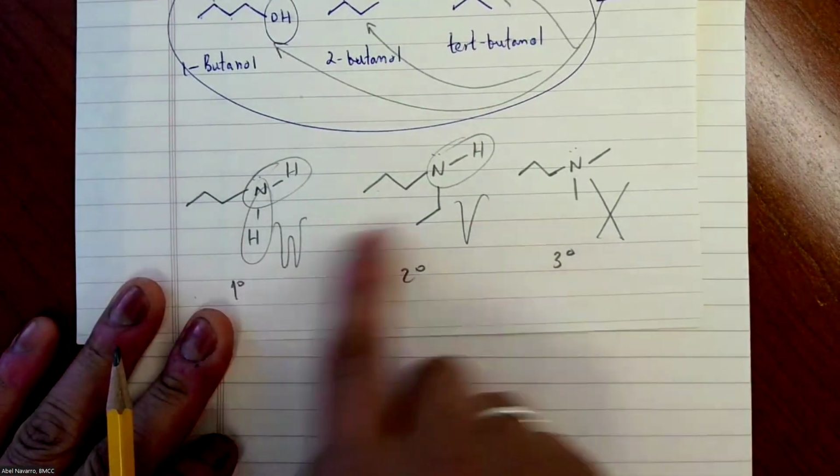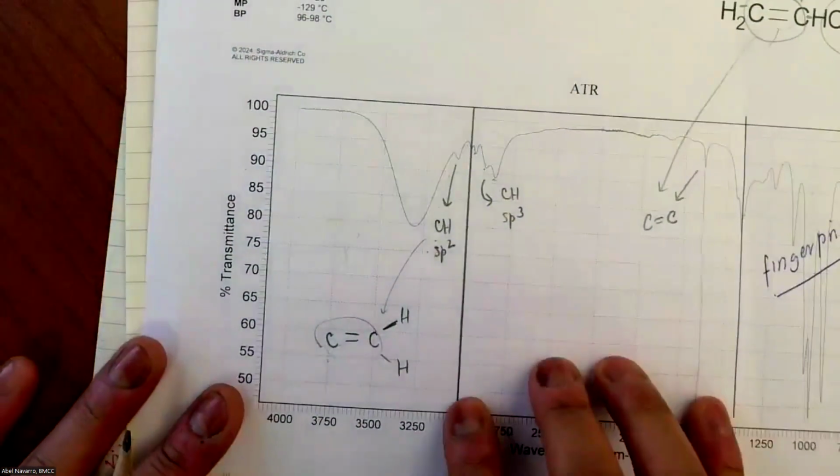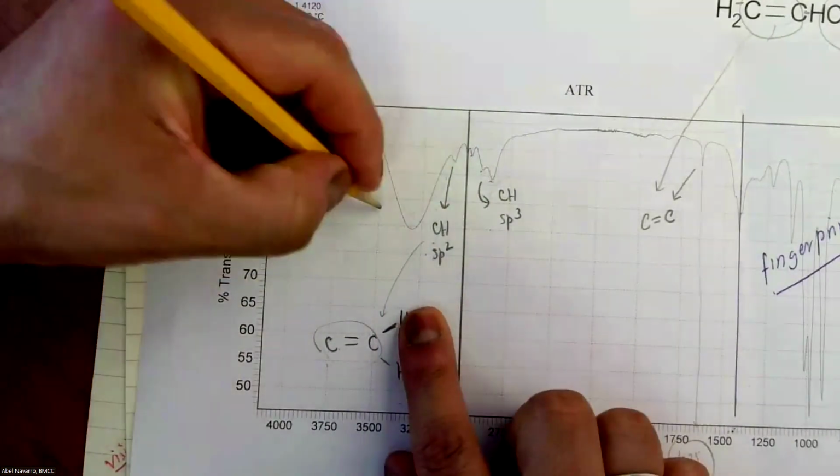Clear, right? Now examples. Well, first let's start with the OHs. Example for the OH, that's a clear OH peak.